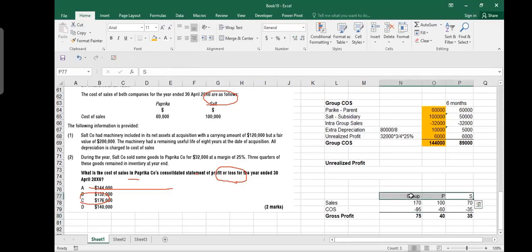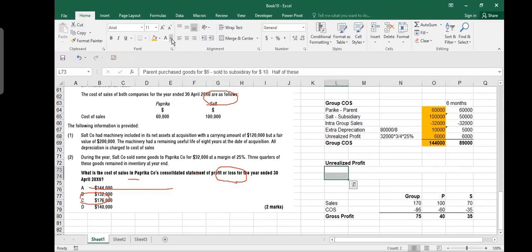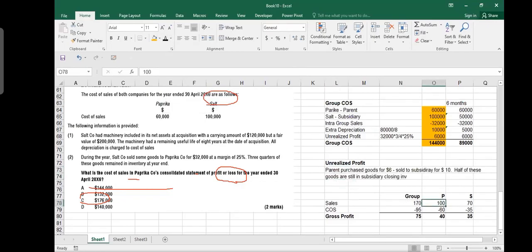The problem comes with the intragroup sales, because this transaction comes in. They tell you that within this $100 which the parent has sold, there is a $10 sale to the subsidiary. And within the $60 of cost of sales, this $6 is added. So this $10 is added in 100, and this $6 is added in 60. And within this 40, the $4 profit is there.